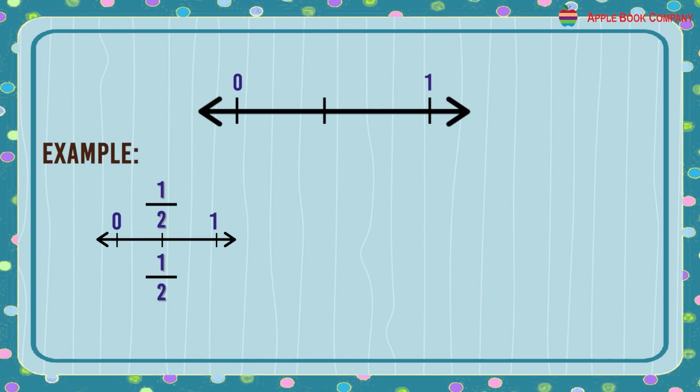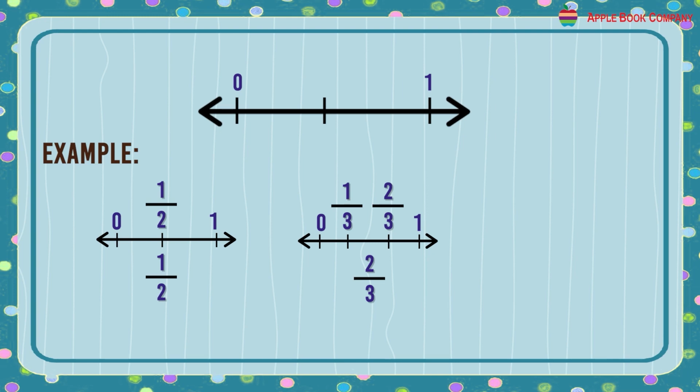Now, if you want to represent 2 by 3 on the number line, write 0 on the left end, write 1 on the right end corner of the line. Now, divide this line into 3 equal parts. So, the first part will be 1 by 3 and the second part will be 2 by 3 and the last part will be 1.